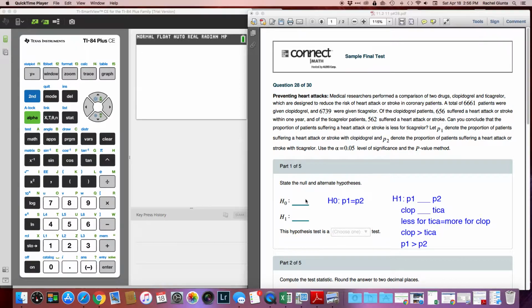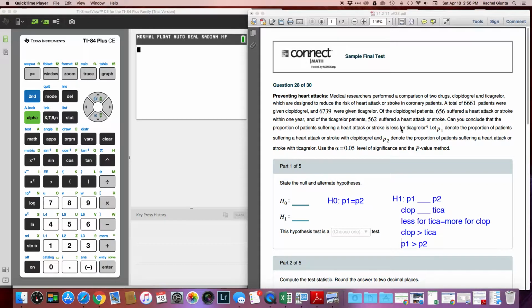The only tricky part for chapter 11 is that sometimes it's not quite as obvious if it's a greater than or less than, which direction it should go. So I'm going to talk you through how to figure that out here. So null and alternate hypothesis, all of 11.2 is the two-prop Z-test.